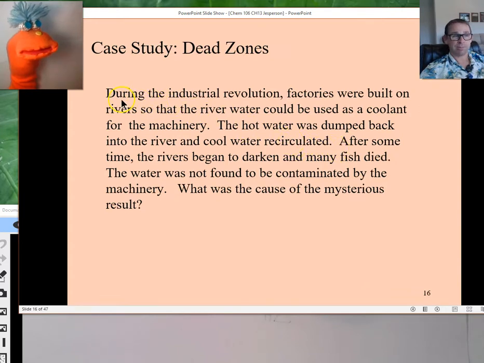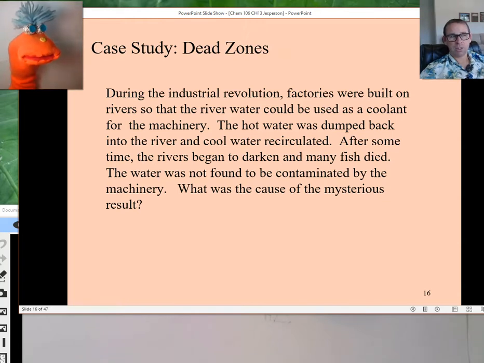So here's an example. During the Industrial Revolution, factories were built on rivers so that they could use the water to cool the machinery. And the hot water was dumped back into the river. And after some time, the rivers began to be darkened and many fish died. And so people said, well, the factories are polluting the water, and they tried to look for different pollutants, but they couldn't find any. But it wasn't the pollution.